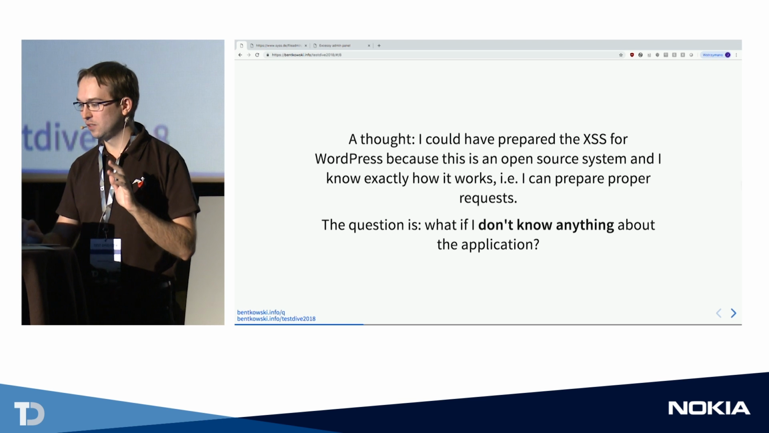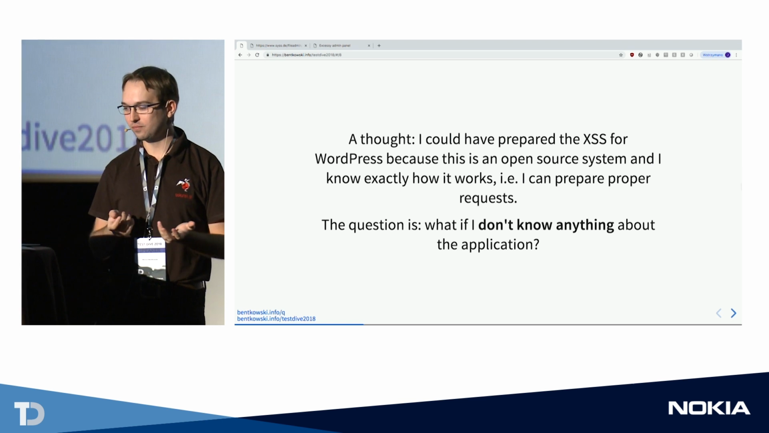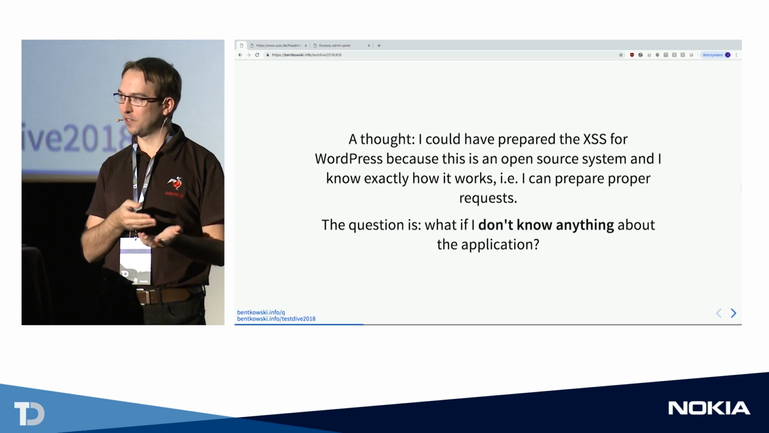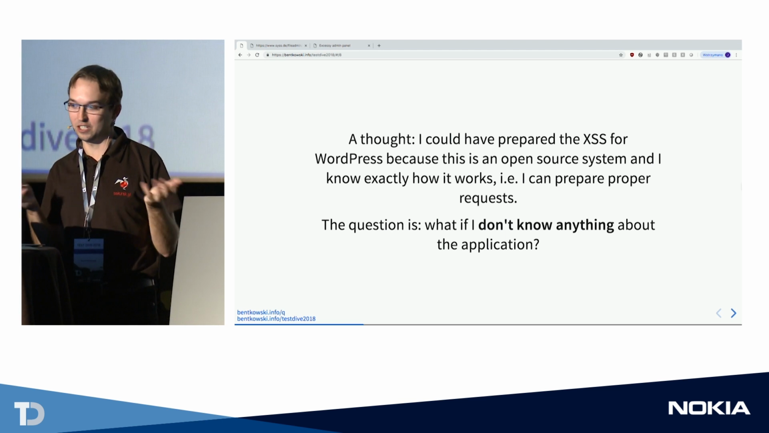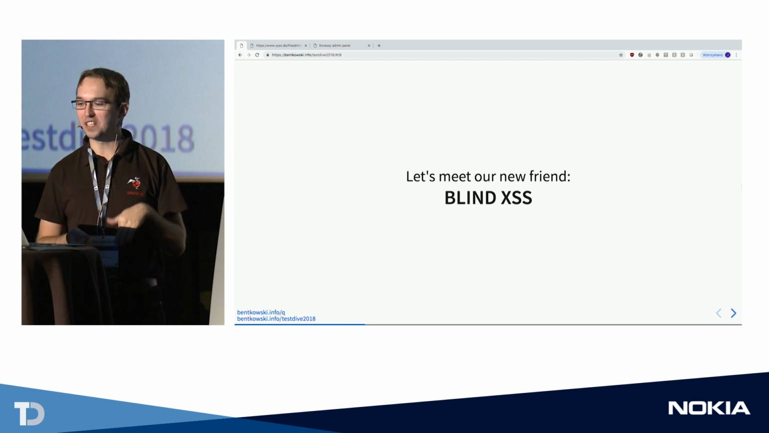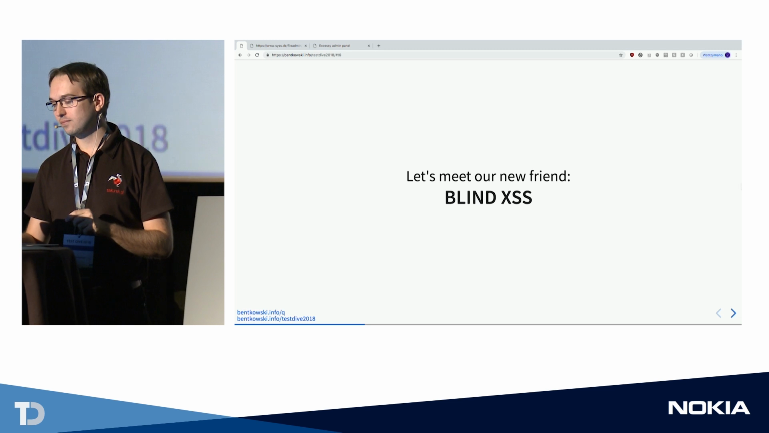The question is, what if I don't know anything about the application? So I cannot prepare a request that adds a new administrator because I have no idea how the request should look like in some application. And this is where we should meet our new friend. And that friend is called Blind XSS.